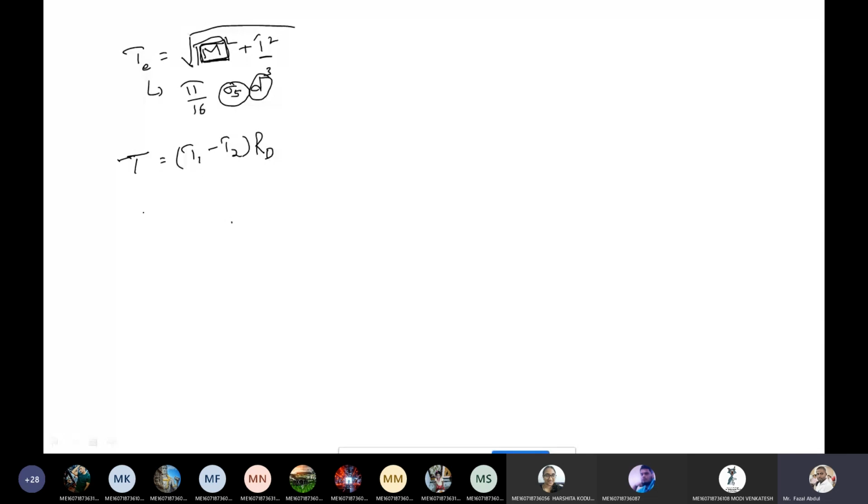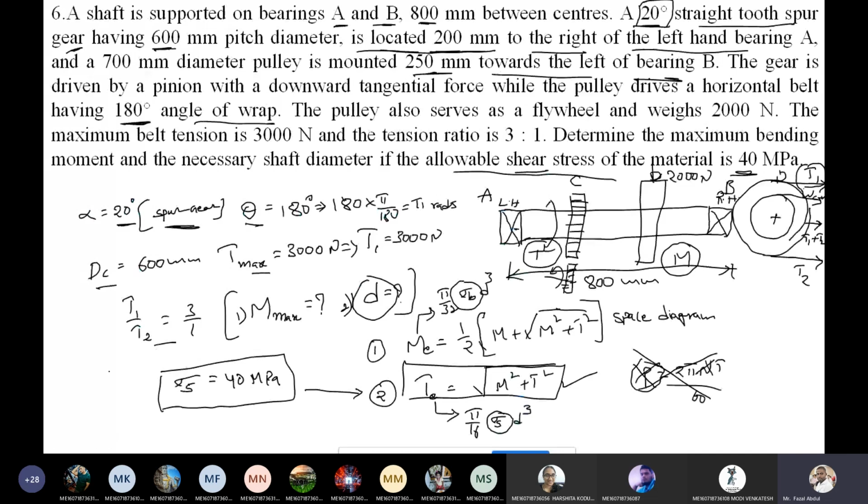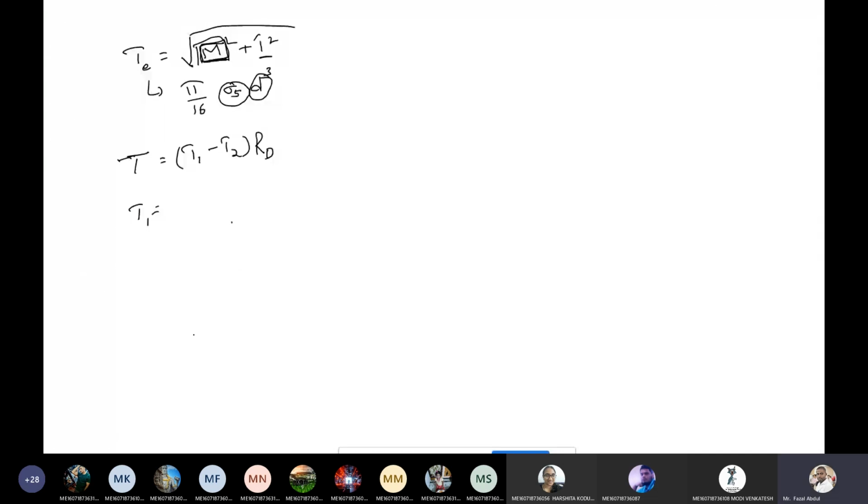What is T1? T1 is the maximum tension given in the question, 3000 newtons. What is T2? The T2 value is not given, but the T1 by T2 relation is given in the question: 3 by 1. So from this relation, T2 equals 3000 by 3. So the T2 value will be 1000 newtons.